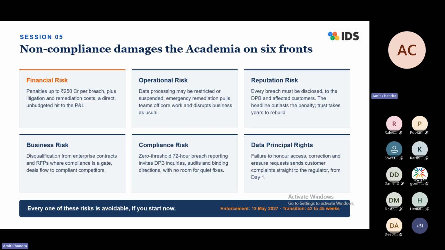Another one will be the business risk. Wherever you are going to partner, collaborate, or do business, they can ask you for the DPDP compliance report. So you will not be able to qualify, whether it is any kind of government RFP you are submitting. Compliance risk is something where there will be a zero threshold. You have to notify within the 72-hour breach deadline. So for that, you should have the audit report logs and all kinds of things. So no room for that.